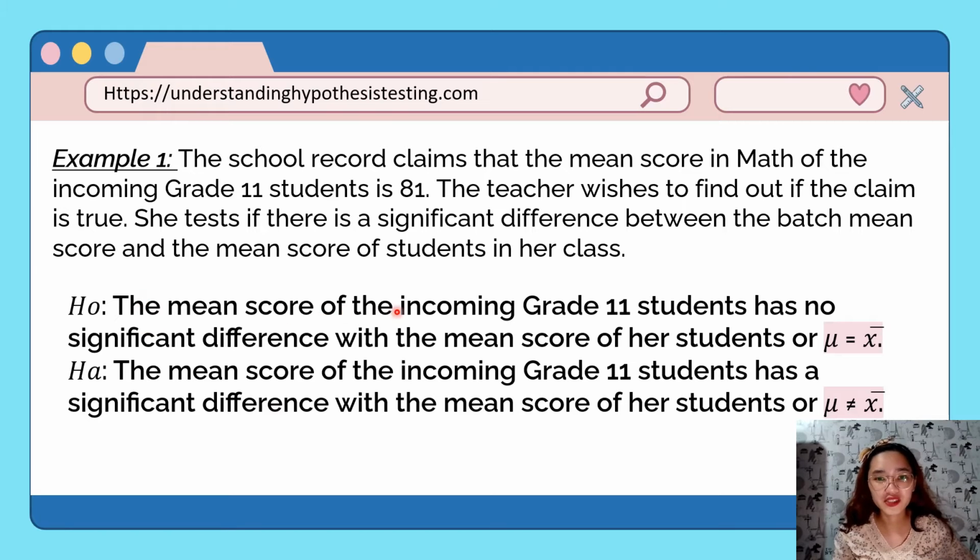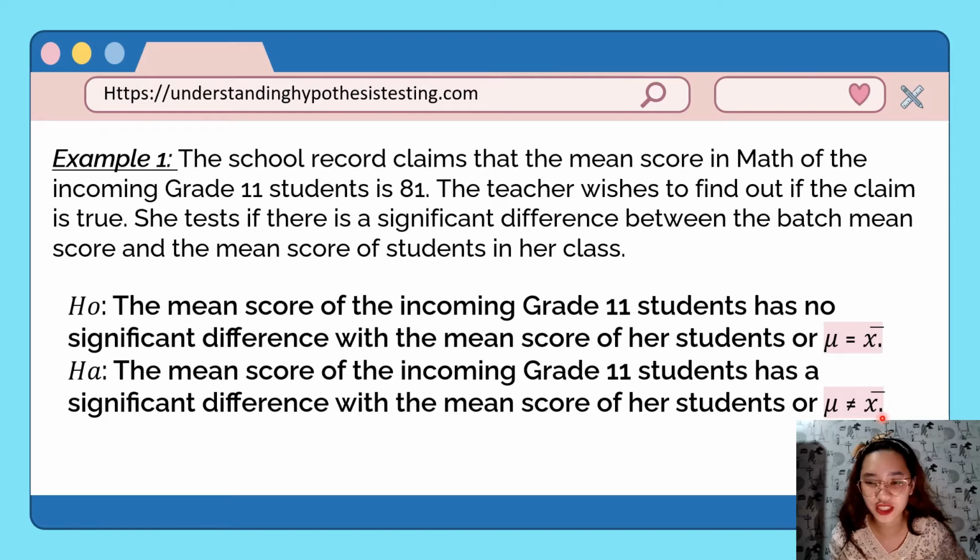Ayan. So, the mean score of the incoming grade 11 students has no significant difference with the mean of her students. Ayan. Population mean natin is equal to the sample mean. So, wala silang pinagkaiba. There is no significant difference. While yung ating alternative hypothesis naman, the mean score of the incoming grade 11 students has a significant difference with the mean score of her students.